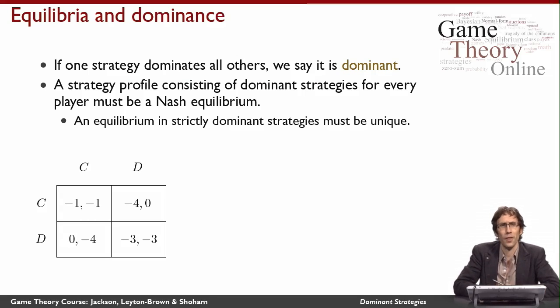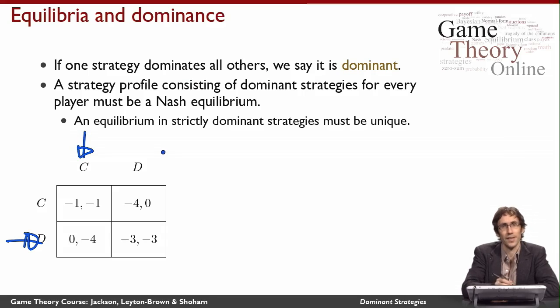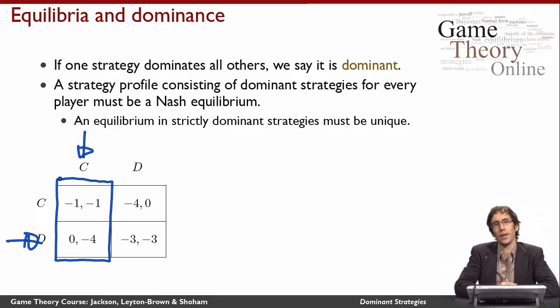So lastly, I want to think about the prisoner's dilemma game. And I want to argue to you that the players have a dominant strategy in this game. So I want to claim to you that player 1 has the dominant strategy of playing D. And I'm going to do this by a case analysis. So let's begin by considering the case where player 2 plays C. If player 2 plays C, then player 1 is really thinking about this column of the matrix.